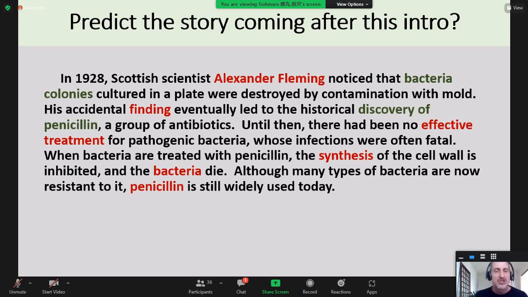I just want you to share your idea: what was your natural expectation for a specific storyline that will come after this introduction? So let's say a maximum of 5 minutes. If your group finishes earlier, you can come back to the main session.